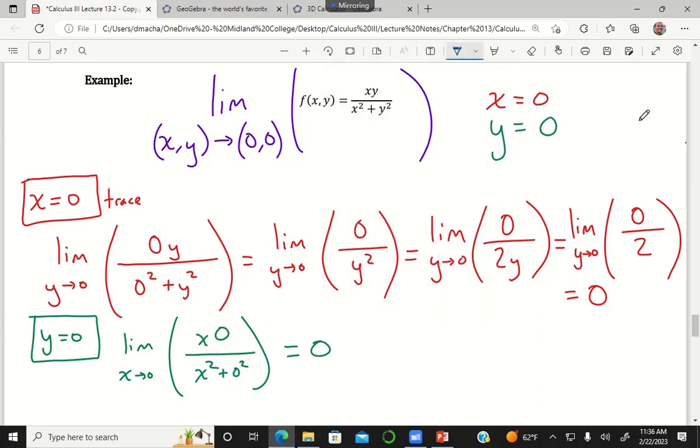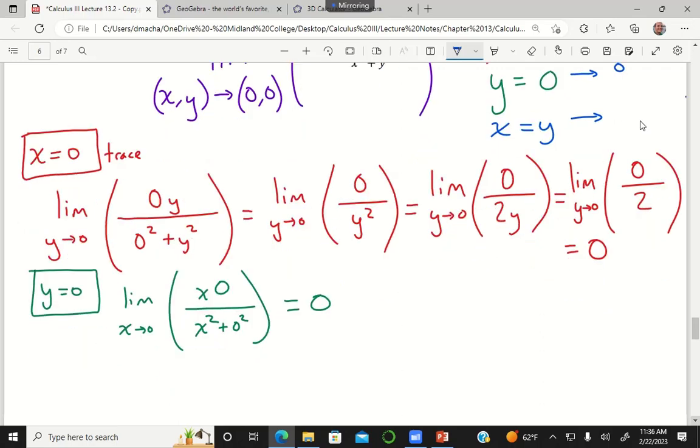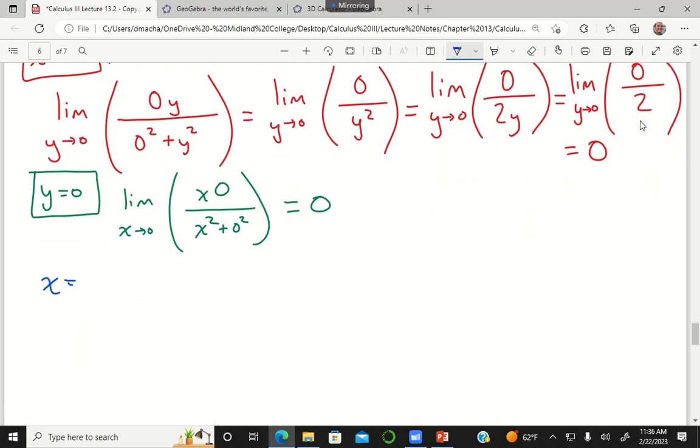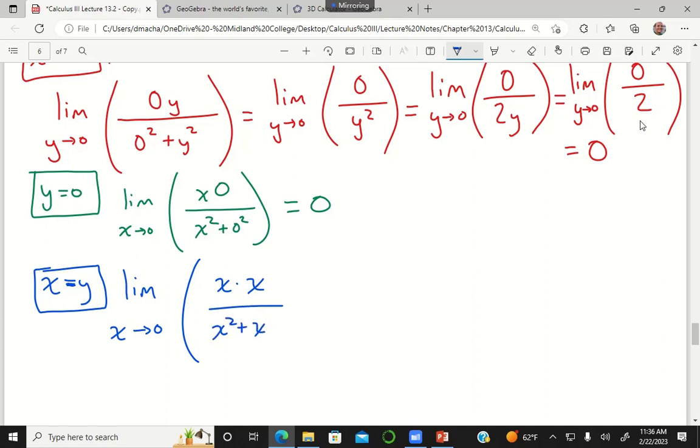Now, let's try another trace. We're going to try the trace where x is equal to y. That limit was 0. That limit was 0. What about x is equal to y? That's just another plane that we can take the trace in. And if I set x equal to y, then this limit is going to be like x approaches 0, and we'll just replace all of the y's with x's now. So this would be x times x over x squared plus x squared.